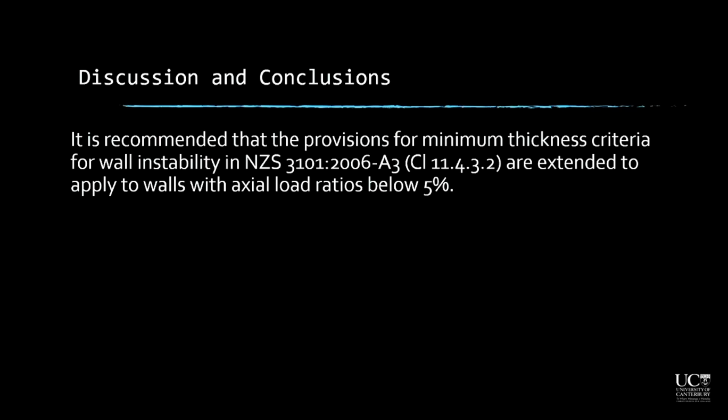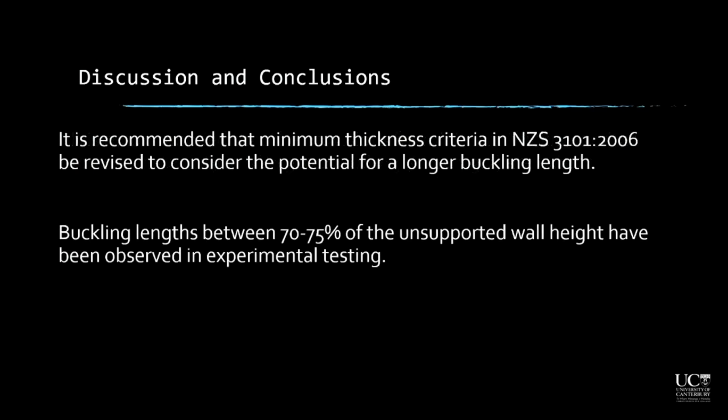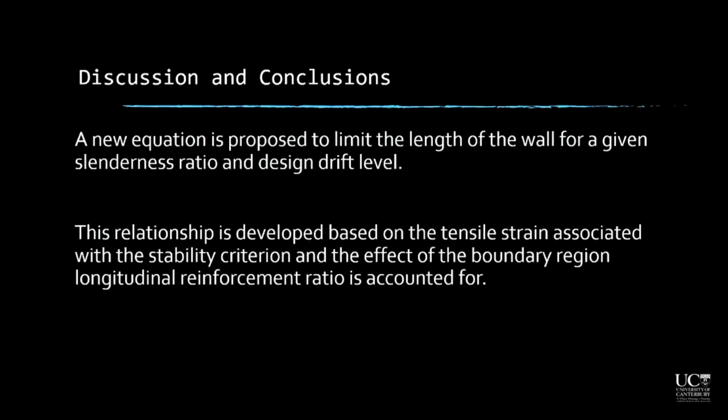Again, for the axial load ratios, it is recommended that the provisions of minimum thickness apply to walls with all ranges of axial load ratios, not only axial load ratios greater than 5%. And the minimum thickness requirements would need to consider a buckling length of about 70 to 75% of the unsupported height instead of the theoretical plastic hinge length as the parameter. A new equation is proposed to limit the length for a given slenderness ratio and reinforcement ratio. This relationship, as you saw, was developed based on the tensile strain associated with the stability criterion, and the effect of the boundary region longitudinal reinforcement ratio is taken into account.